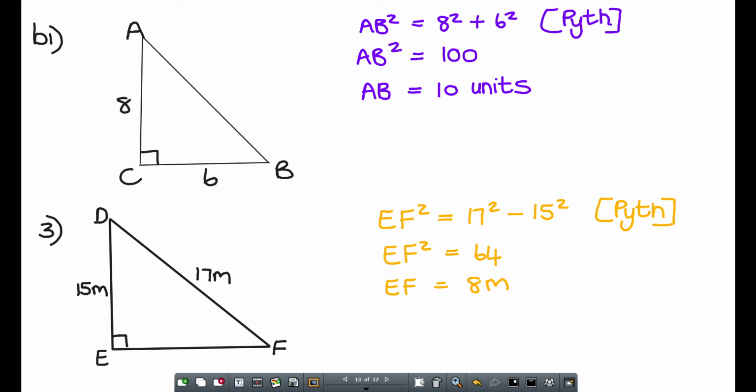Okay, at B1. First things first, you had to draw that triangle. It says in triangle ABC, angle C is 90. So there you'll see I made my C 90. AC is 8, and BC will be 6. Calculate the length of AB. So then I'm going to say AB squared is equal to 8 squared plus 6 squared.